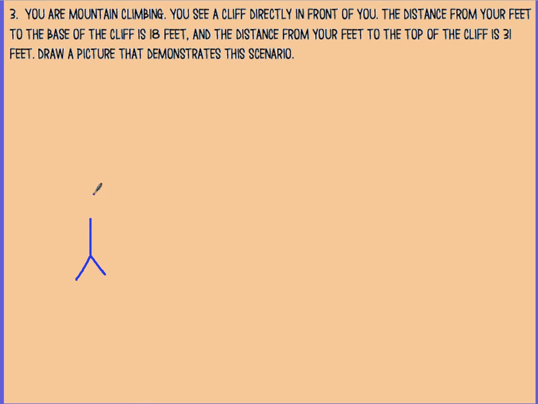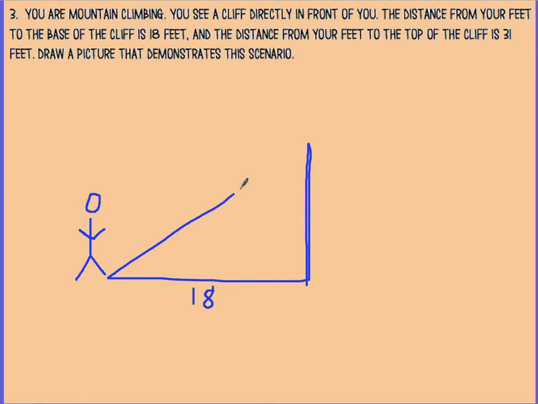You're standing here in front of a cliff, and it says your feet to the base of the mountain is 18 feet. So you look at your feet to the top of the cliff. So the cliff is over here. And from your feet to the top is 31 feet. So this would be my right triangle, my right angle. This would be C.